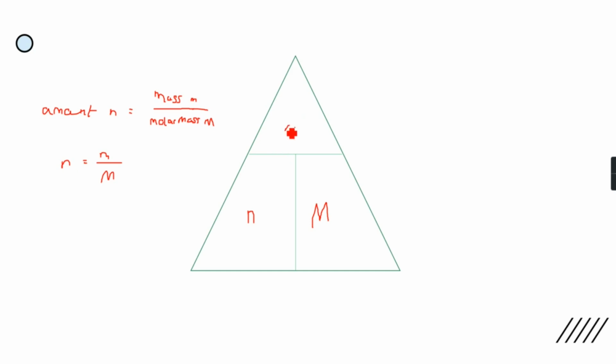But let's cover the mass. So that's the one we're trying to work out. You just cover it, and you're left with n times M. So that's multiply: you times the amount of moles by the molar mass, and that will give you the mass of the substance. And then, of course, if you cover molar mass with your hand, if that's the quantity you're trying to work out, you're left with m over n. So you're left with mass over moles, and that's how you work out molar mass.